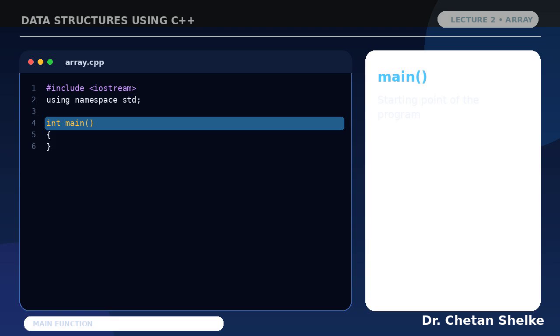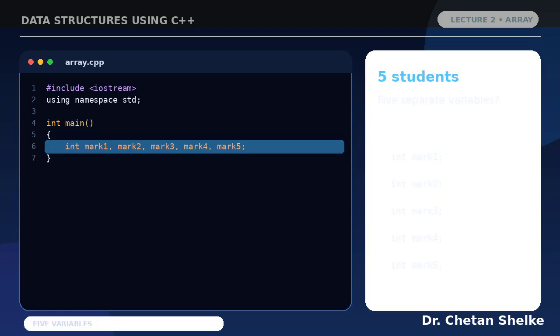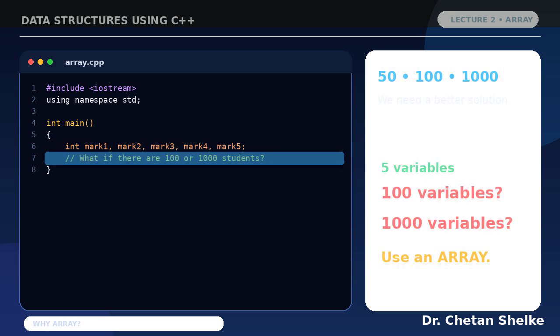So how to start the program? int main. Main is the starting point of our program. Now suppose I want to store marks of 5 students. How will I write normally? int mark1, int mark2, int mark3, int mark4 and int mark5. Is this way correct?